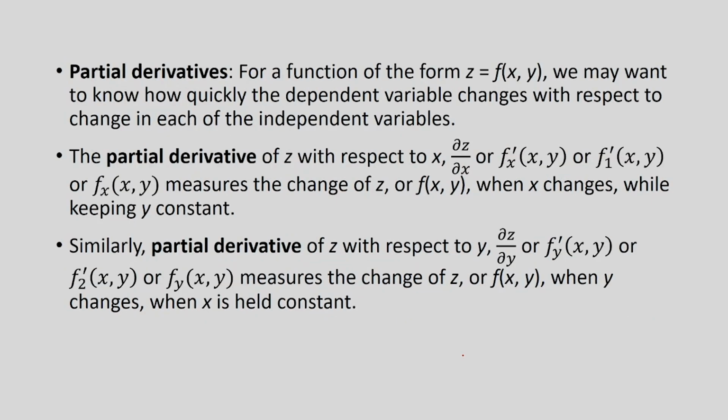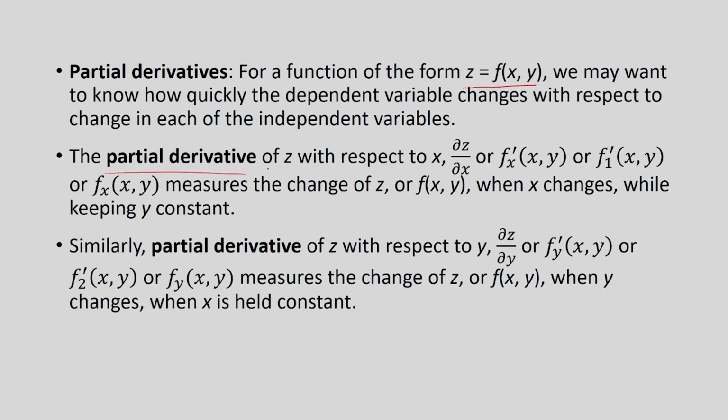Now, we come to the actual discussion of partial derivatives. So far, we were just gathering the building blocks of partial derivatives. Consider a function of the form z equal to f of x, y. So, you have just 2 independent variables. We may want to know how quickly the dependent variable changes with respect to change in each of the independent variables. So, x might change without any change in y, but if x is changing, then z will change. So, we want to find out the rate of change of z.